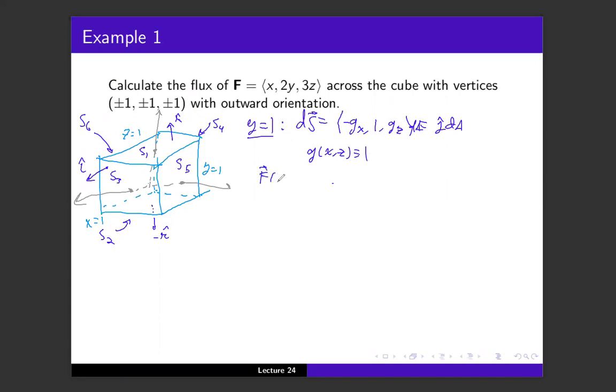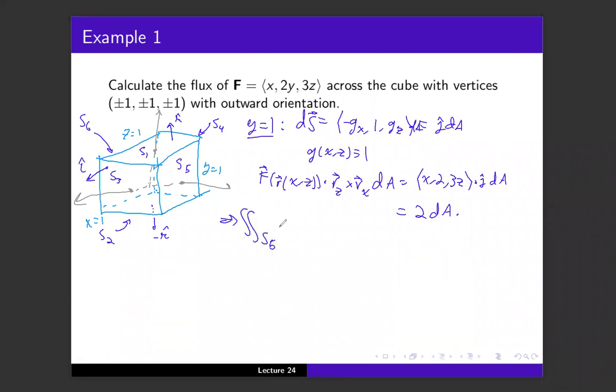So the upshot of this is that F of r of (x, z) dot... I won't get into this too much, but suffice it to say it ends up having to be r_z cross r_x instead of the other way around in order to make sure the orientation is right. But the numbers are the same. I'd rather not get into that quite yet. The important thing is this comes out to being the dot product of (x, 2, 3z) dot j dA, which is just going to come out to 2 dA. So the double integral over S5 of F dot dS is 2 times the area of D, once again, which is 2 times 4, which is going to be 8 in this case.